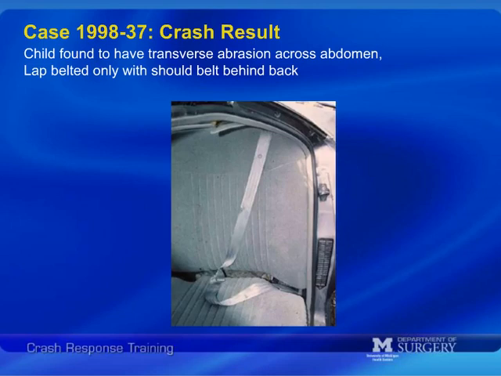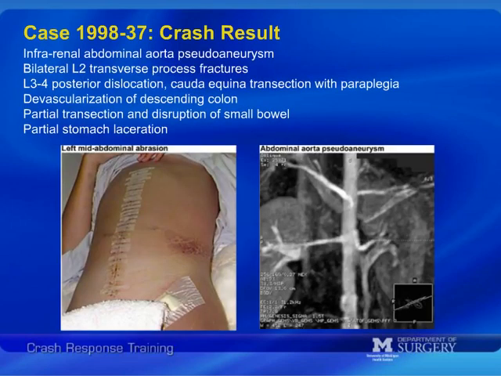You can see here the very tight shoulder portion and the lap portion, which is out. So obviously, they were not wearing their shoulder belt in the proper position at the time. Let's look at the crash result. This child ended up with an infrarenal abdominal aortic pseudoaneurysm.